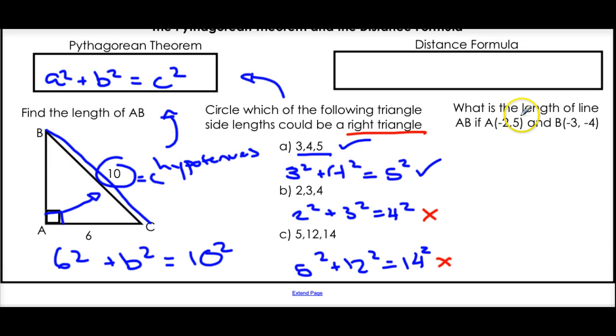Finally, if it says what's the length of a line, if it ever asks you the length, you use the distance formula. You just plug these points in. That is another typical question on the Regents. All you have to do is know the distance formula. When it asks for the length, use the distance formula.